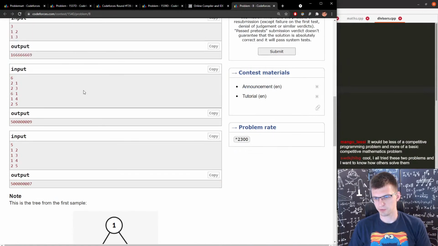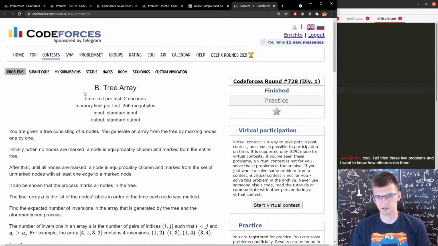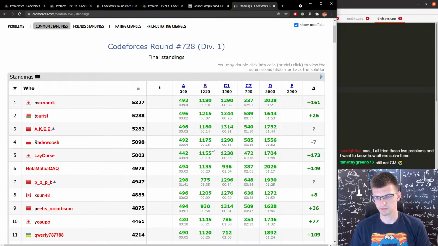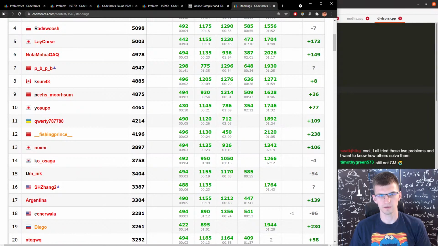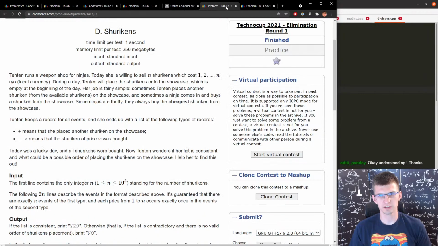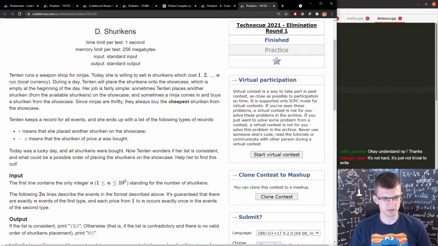Okay, so 2 people suggested this problem. It's a little bit harder. Actually, how hard is it? Well, 15 minutes hard. A bit scary. Maybe something easier, please. What else do we have? Somebody suggested Shurikens, 1700. Any other suggestions? Not hard, just not trivial to write.